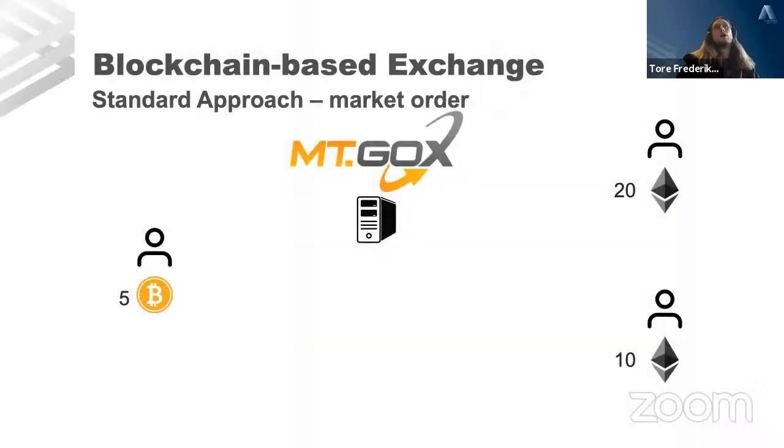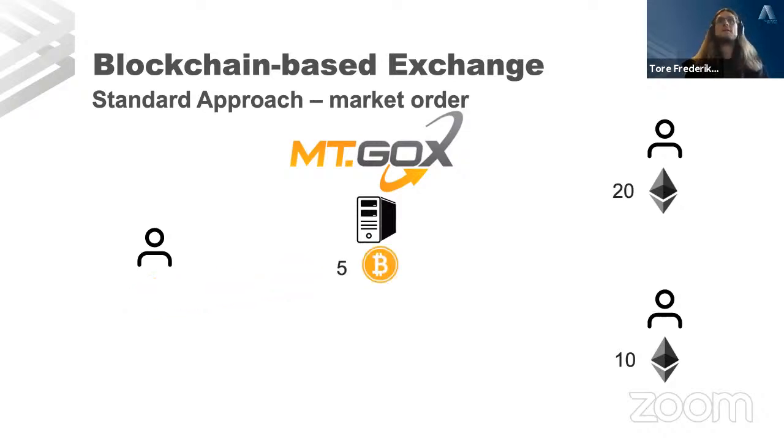Okay, so how has blockchain exchange worked so far, in general? If we consider the case of a standard approach with a market order exchange, we basically consider a bunch of users that have some tokens on different chains, and some sort of service provider that wishes to provide the option to exchange, such as Mt. Gox in this case.